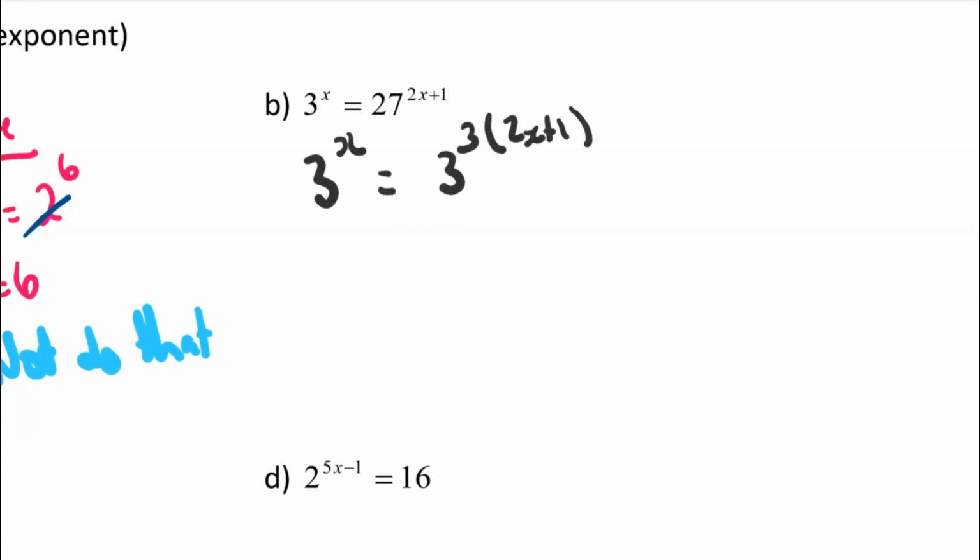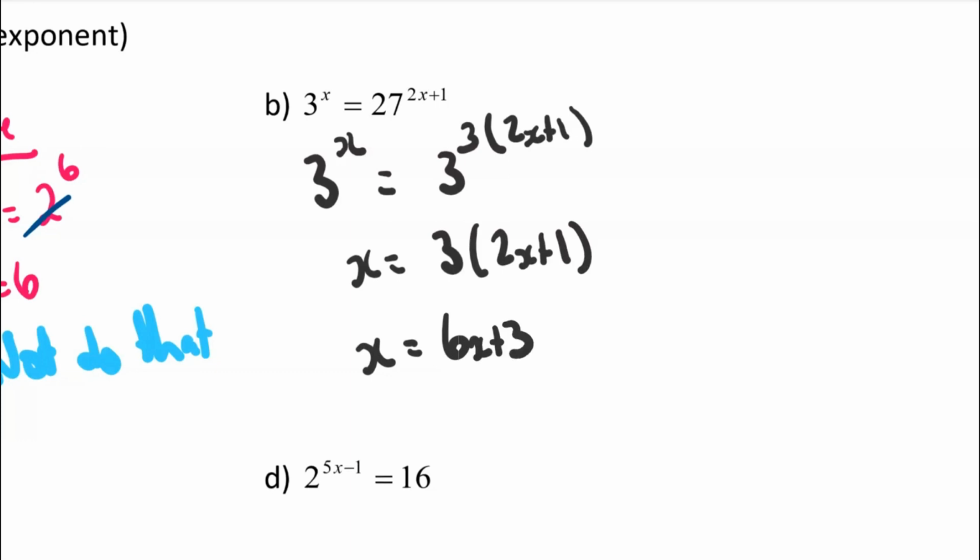Now that we have the same base, okay, we can actually drop the threes, like the bases of 3, and solve that way. So we're going to have x is equal to 3 times 2x plus 1. Well, we can now expand the bracket to be 6x plus 3. Okay, so now we just solve for x. So now we have negative 5x is equal to 3. Okay, which means that x is equal to negative 3 fifths.